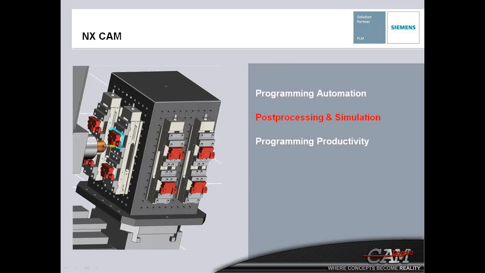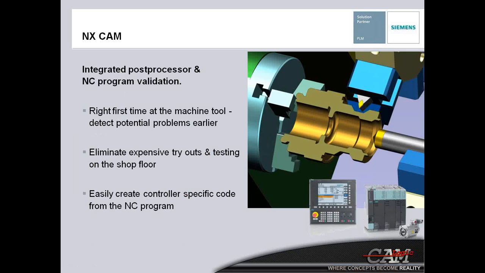So the next topic we're going to discuss is the post-processing and simulation. We can have all the programming automation that we want. Obviously, we need to be able to post-process and simulate. With each new job, there can be a lot of time spent on the shop floor. It can be often on the machine itself, checking, testing before the part is ready to be cut.